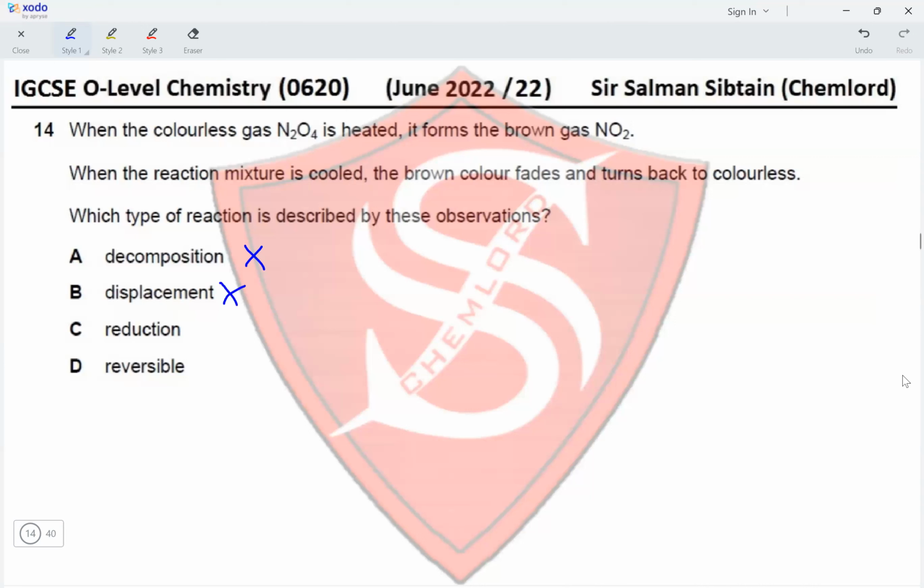Reduction? This we can check. N2O4 and NO2. In N2O4, we've got oxygen with a 2 negative charge. So total charge would be 4 times 2 is 8 minus 8. And in order to balance minus 8, and we have 2 nitrogen atoms, it would be plus 8 divided by 2. Therefore, charge of plus 4 on one nitrogen atom in N2O4.